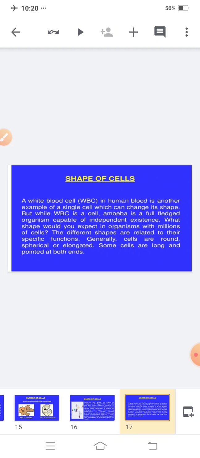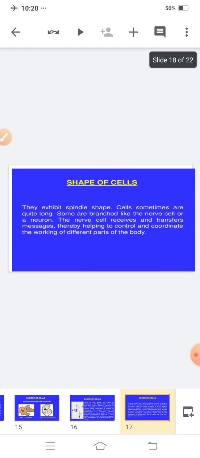What shape would you expect in an organism with millions of cells? The different shapes are related to their specific function. Generally, cells are round, spherical, and elongated. We will do this later on. Some cells are long, pointed at both ends.